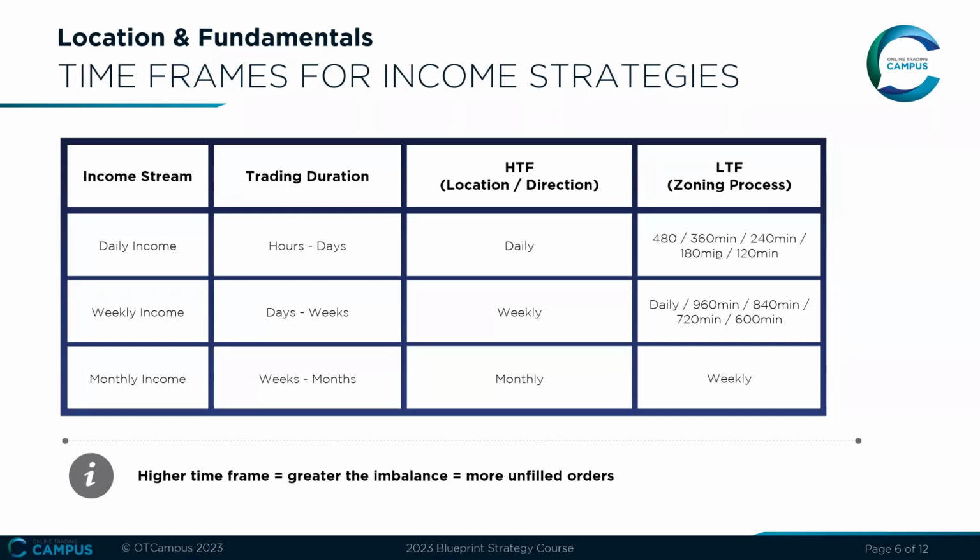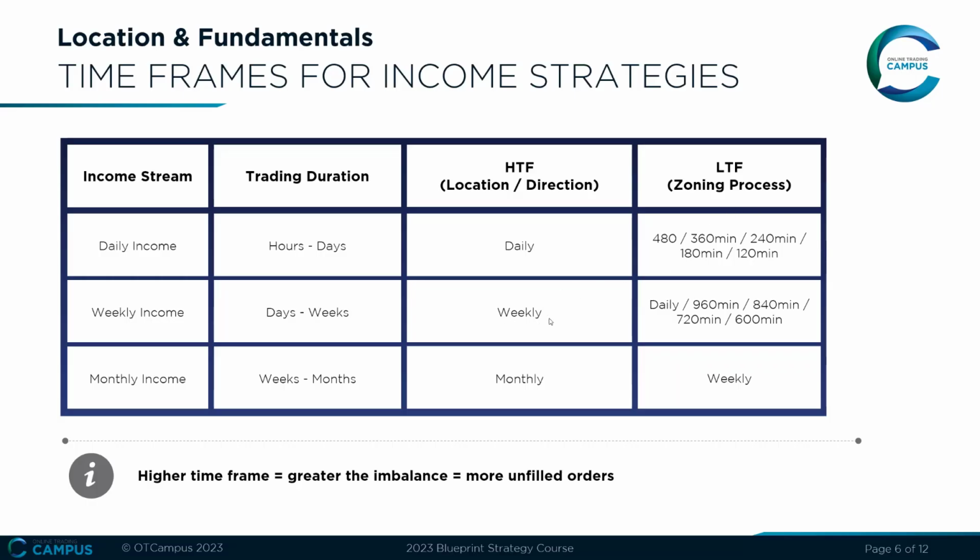These are the time frames that you will look at once we get to the third part of the process, the zoning process, or the market timing process, where we will actually place our sets around. And for the daily, we'll look at 480 minutes, 360 minutes, 240 minutes, 180 minutes, 120 minutes. Generally, you can always look to start at the highest and work your way down. Again, the higher the time frame, the greater the imbalance, as there are potentially more unfilled orders.